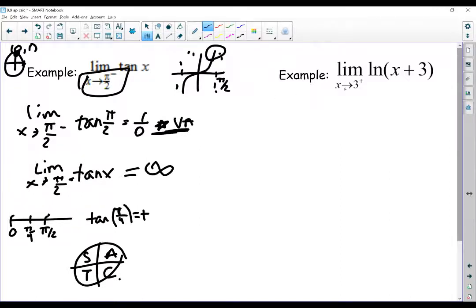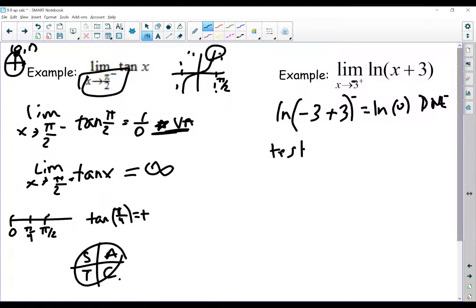Okay, let's do this last one. The limit as x approaches negative 3 from the right of ln of x plus 3. Oh, this should say negative 3. I think it does in your notes. I'm hoping. Okay, so if I plug in negative 3, I get the ln of 0, which does not exist. So then I want to test a point that's just to the right of negative 3, like negative 2.9.